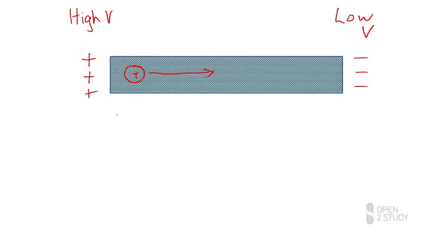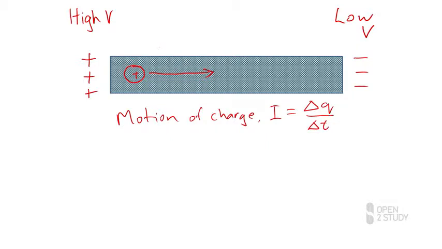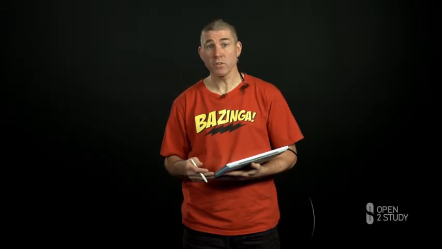And we call this motion of charge moving along an electric current. And we give it the symbol capital I. And we say that the amount of current we have is how much charge has moved, the amount of change in charge, over how much time it took to flow. And in this example, we'd indicate that current is flowing along in the direction from high potential to low potential.